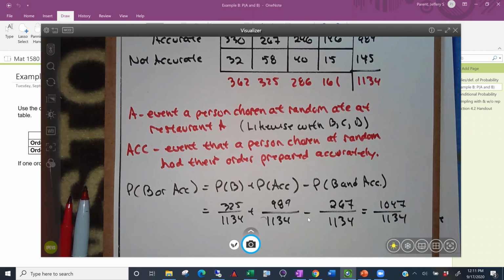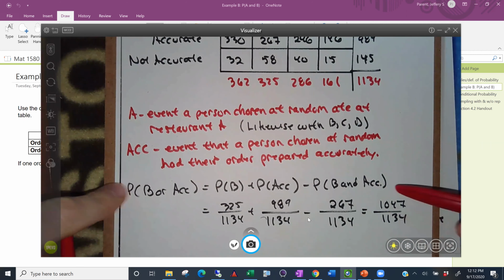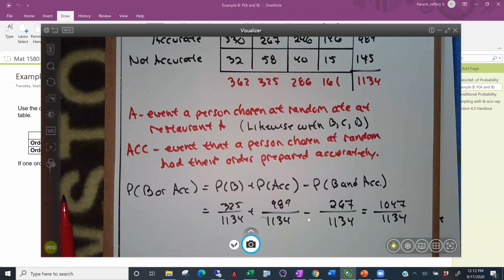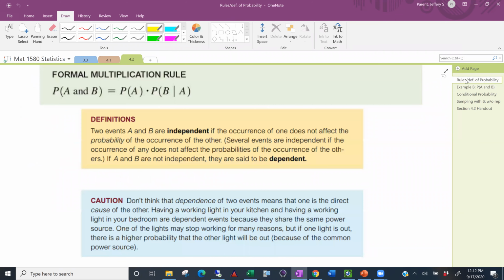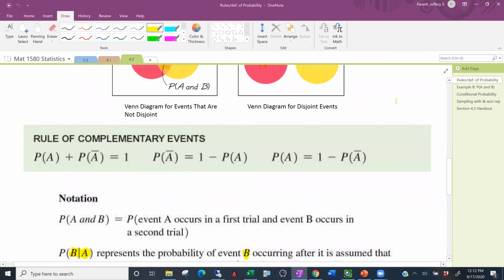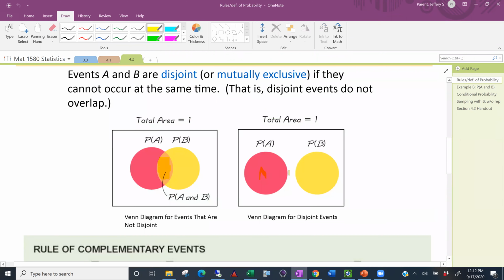But a good question might be, well, why didn't we have to do that with our very first example when we first looked at this kind of stuff? And the reason is that when we first looked at this, we had a special kind of example in terms of special events, and our events were mutually exclusive. So let me go back over here and take a look at what mutually exclusive events are. Mutually exclusive events are pictured here. These are events that have no overlap.